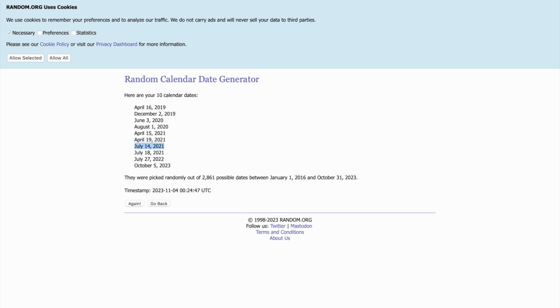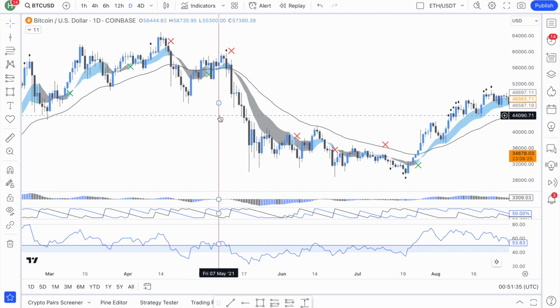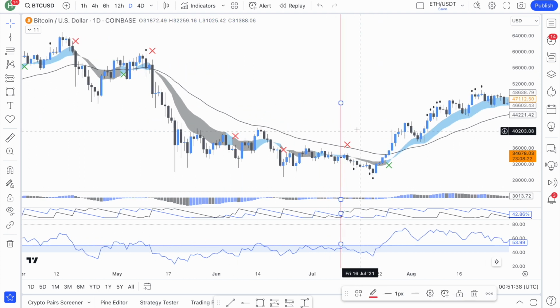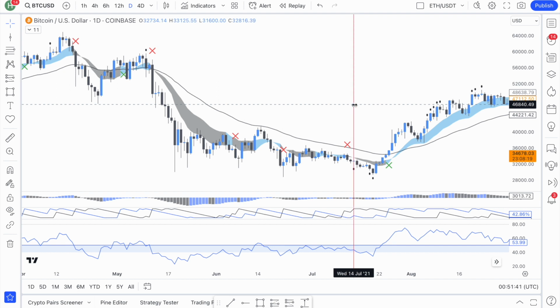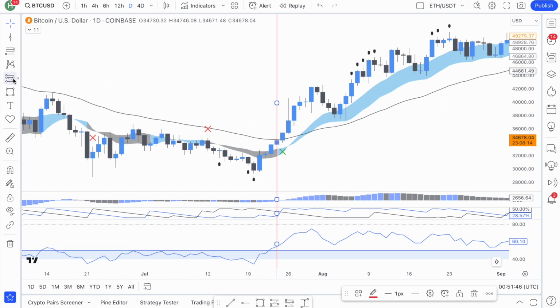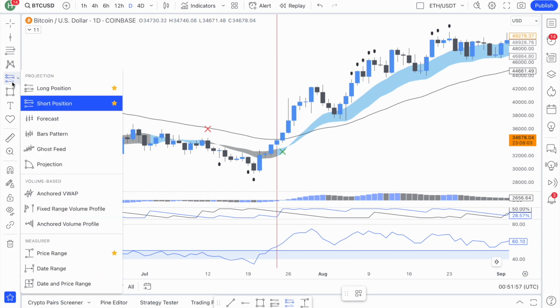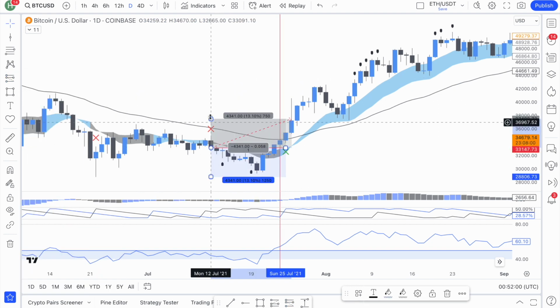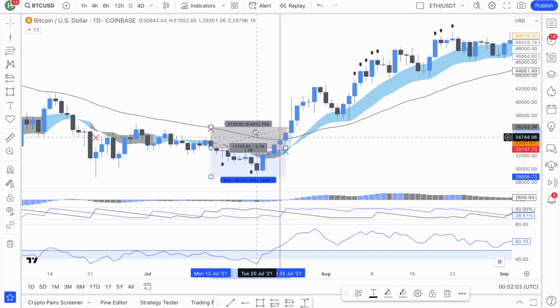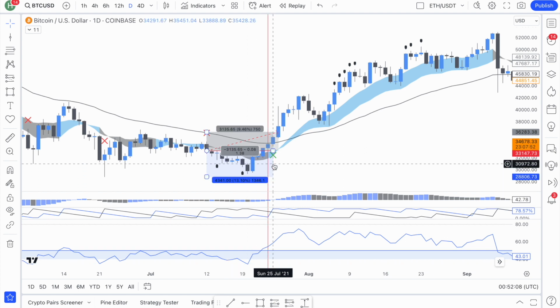July 14th, 2021. So we got this one here, and then we got this one. So I'm going to go ahead and move that over. Going to pause for a second. All right. So short position. Go here. Conservative stop. So we got, I would have ridden this all the way up.